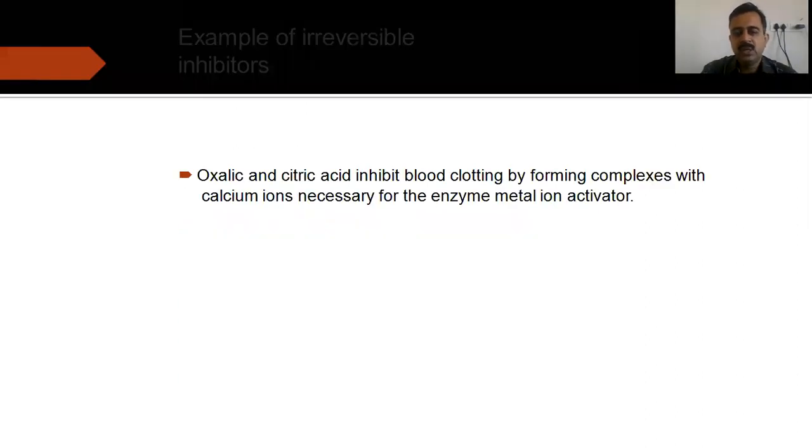Examples of irreversible inhibitors: oxalic and citric acid inhibit blood clotting by forming complexes with calcium ions, which are necessary as enzyme metal ion activators. Correct?